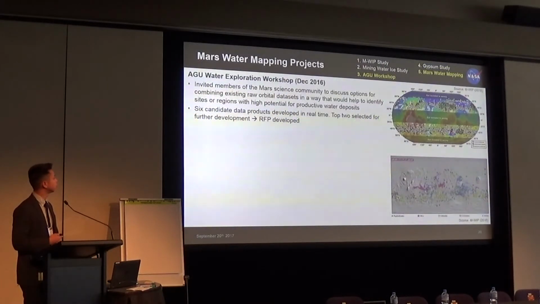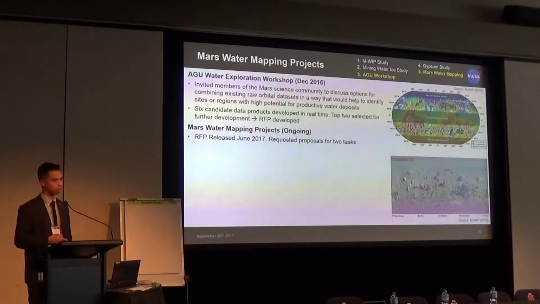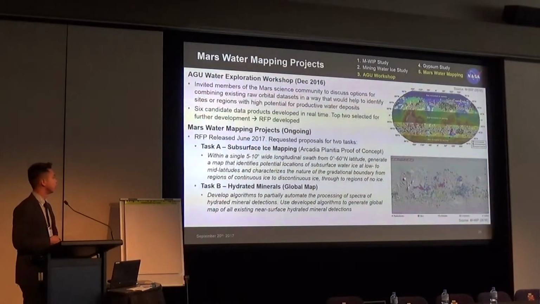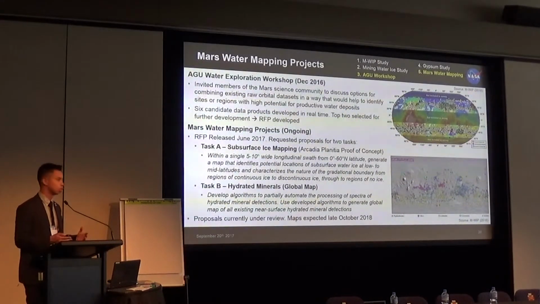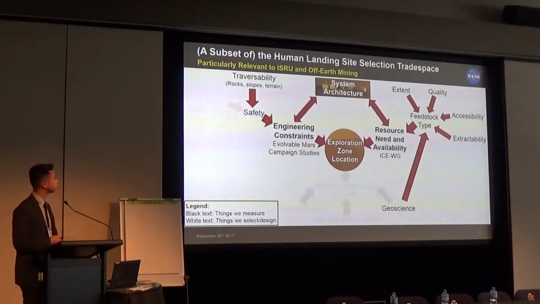I'm going to move faster. Since then, we've had 2 activities which are co-located, and essentially we're attempting to create better maps of the water distribution on Mars, both in the form of subsurface ice and hydrated minerals. And so the current status of this, we've received the proposals from the Mars science community, and we're going to make our selections very soon, and actual maps are expected in October 2018.